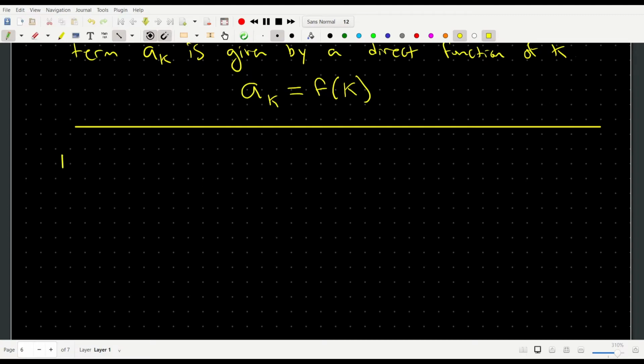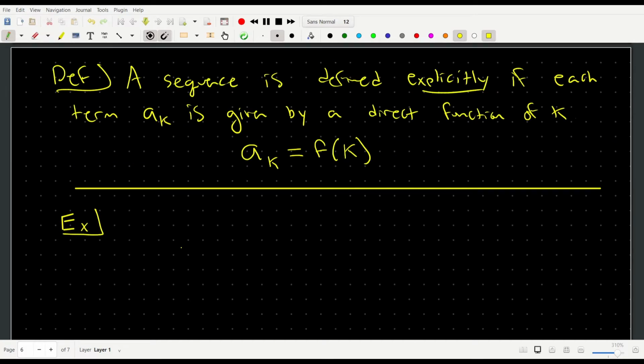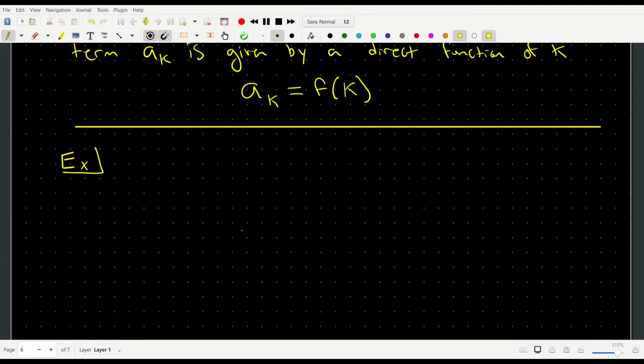Now, given a sequence, sometimes the recursive definition is simpler, other times the explicit definition is simpler, but sometimes it's easier and nicer to use the explicit form of the sequence. Let's just go over a couple examples here to show you what I mean. So for the first example, I'll just say a_k is equal to 1 plus k over k plus 1.